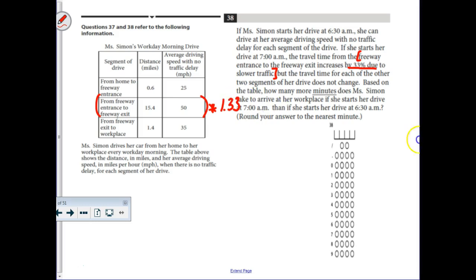Okay. Ugh. Now, do you ever notice this in math? Whenever they underline or bold something, that usually means like they're trying to be nice, but that means there's some sort of a catch to this question. So how many more minutes does Miss Simon take to drive to workplace at 7 versus at 6:30? So at some point in our math, we're going to have to figure out the difference between like what it used to take her and then this additional amount of time. Okay. All right. So they want the whole trip, right?